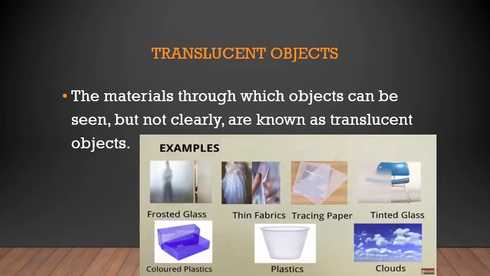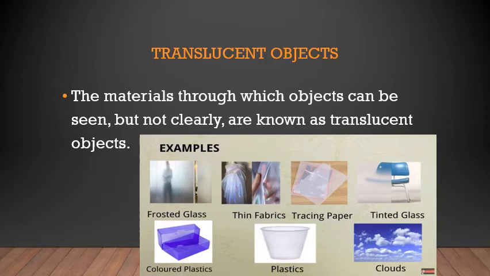Translucent objects. Examples of translucent objects are frosted glass and thin fibers. You can see what is on the other side, but you cannot see it as clearly as you do through an aquarium glass or those kinds of glasses.